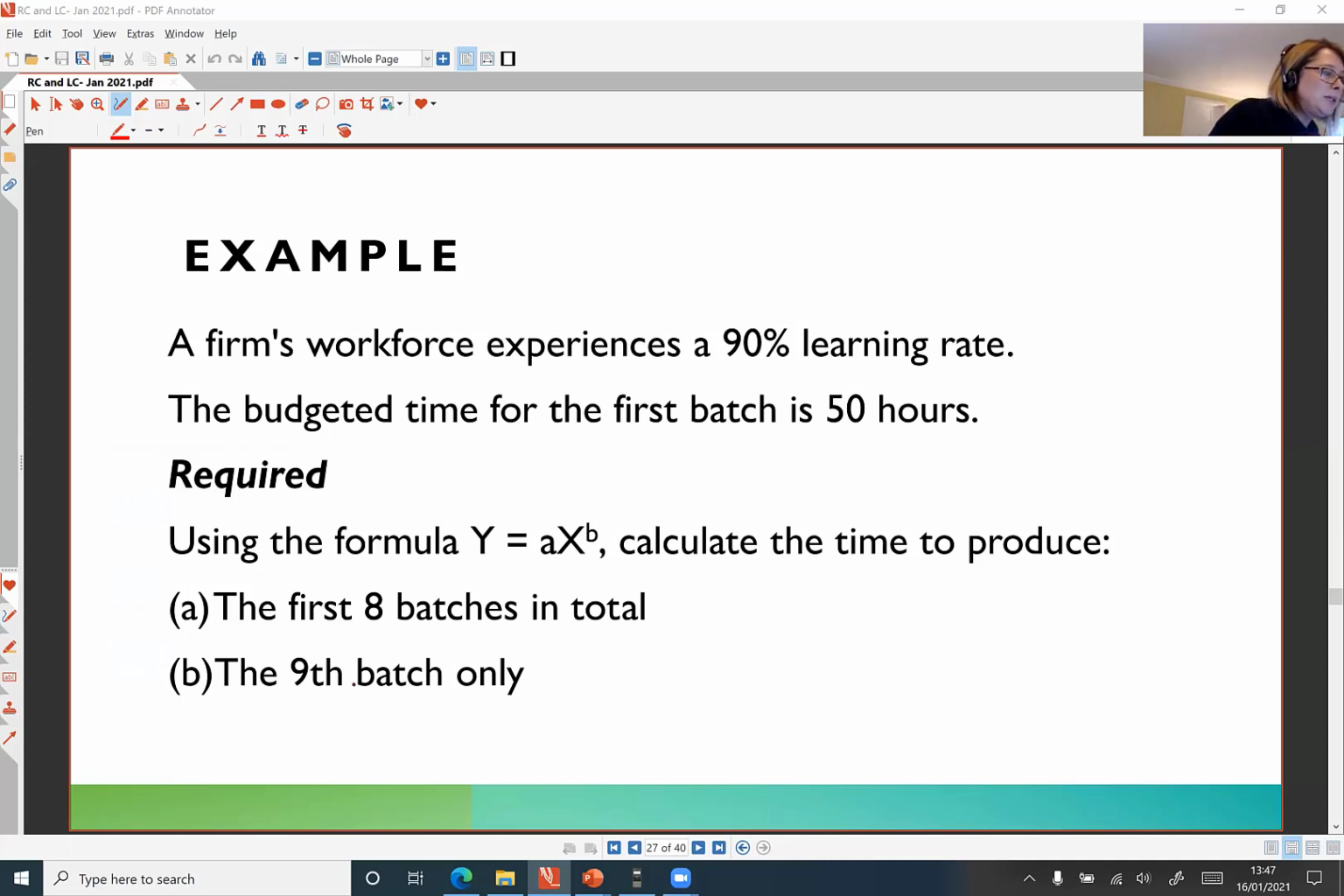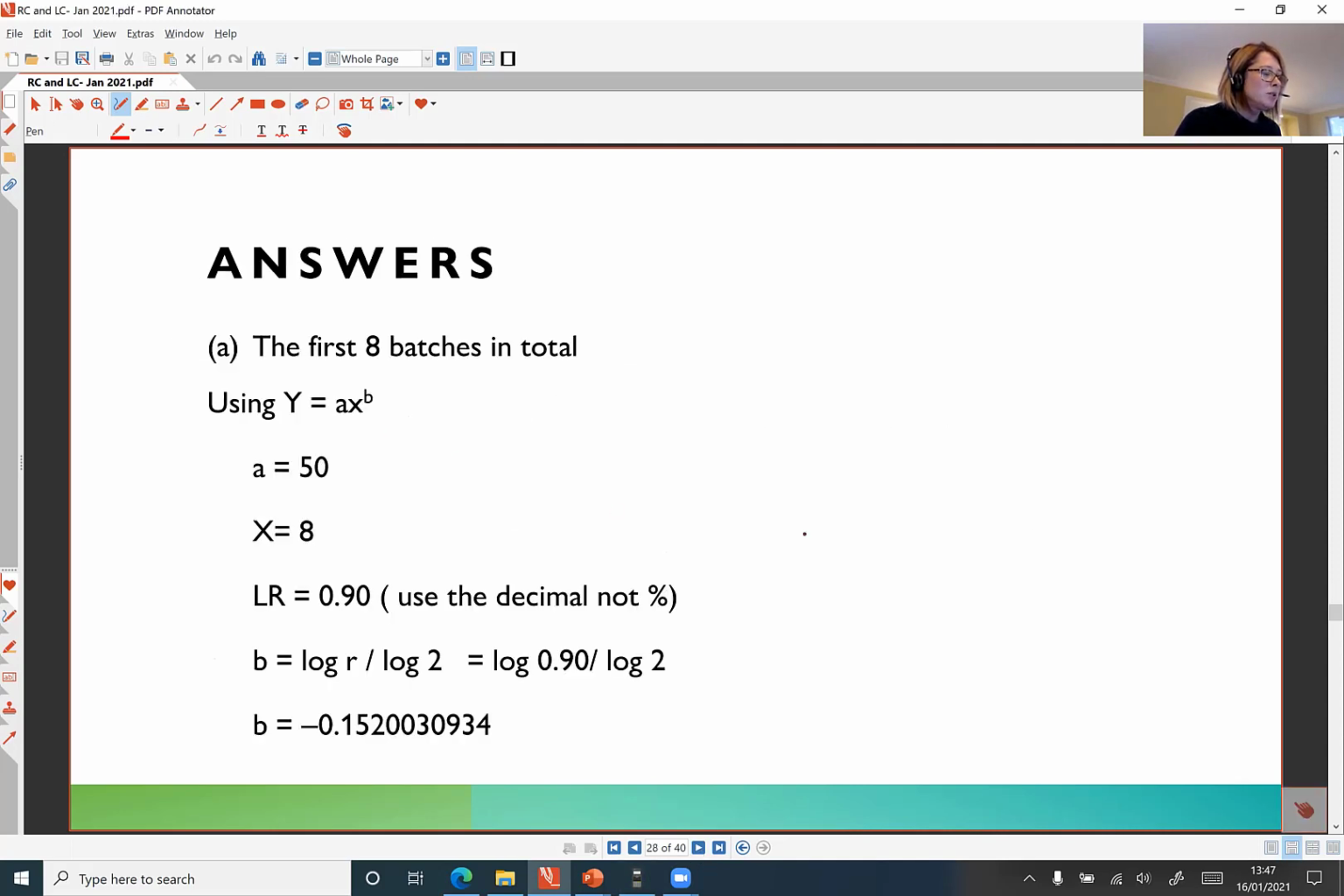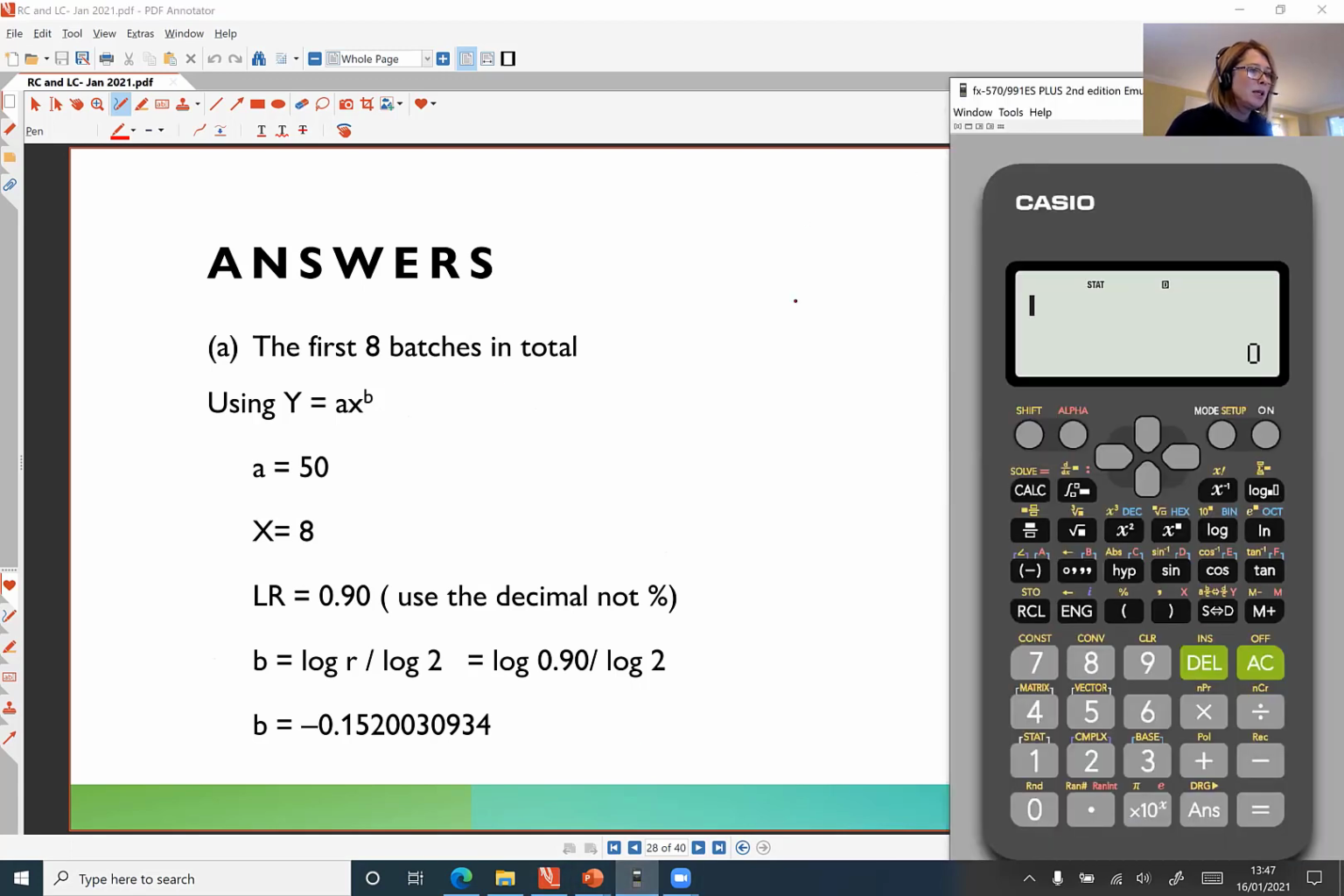So I've now got you on a PDF so that I can write on it and help you through this. I also want to be able to show you using a calculator. We're now going to be using this formula, y equals ax to the b. Now remember, A was 50, x is 8. The learning rate is 0.9 because you use the decimal. And in a calculator, which I have my scientific calculator here, B is log R, which is the learning rate, to log 2. So it's log 0.9 over log 2.